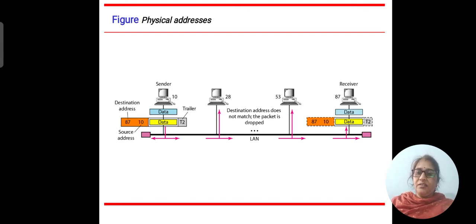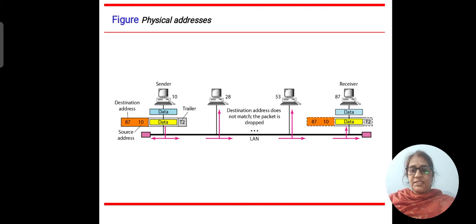As shown in this block diagram of physical addresses, we have the sender side, in which the data has our source address, which has the code 10, and the destination address is 87. So we are sending our data from the source address to our destination address through the LAN.